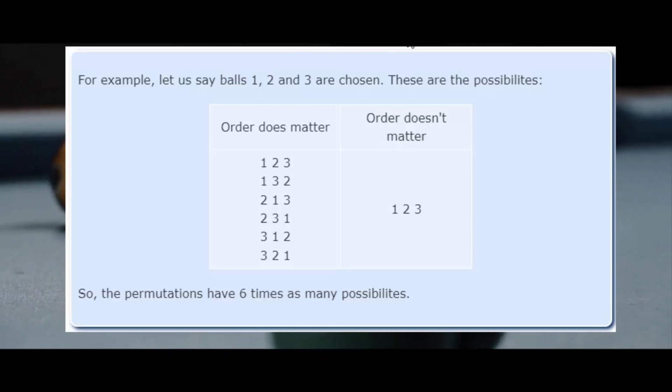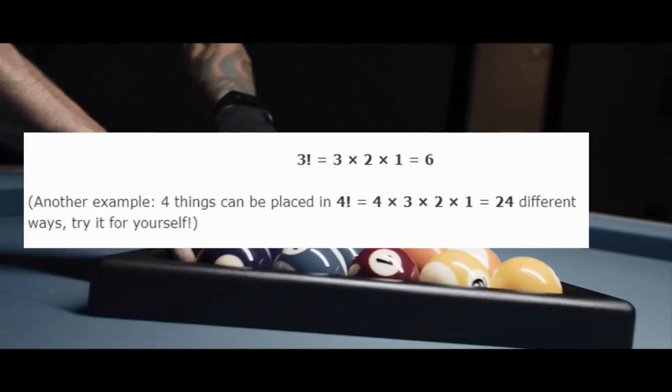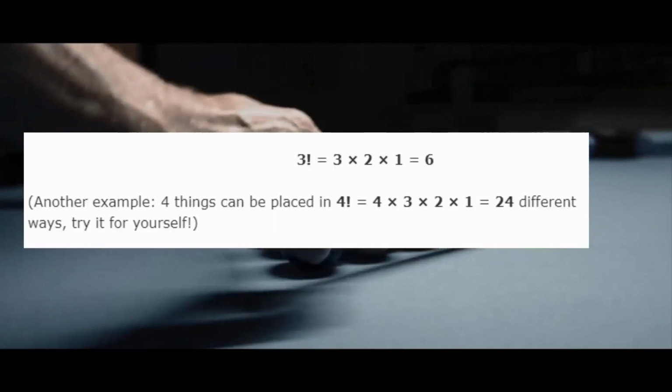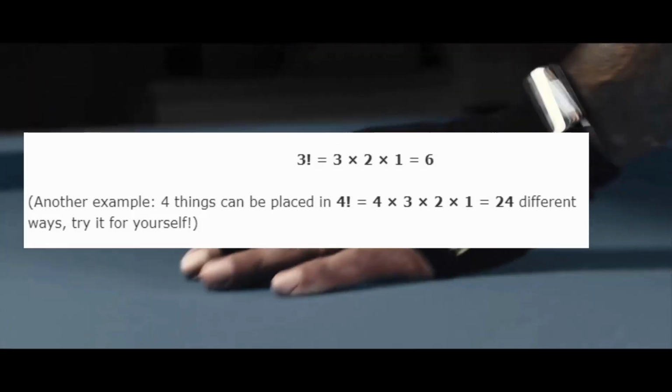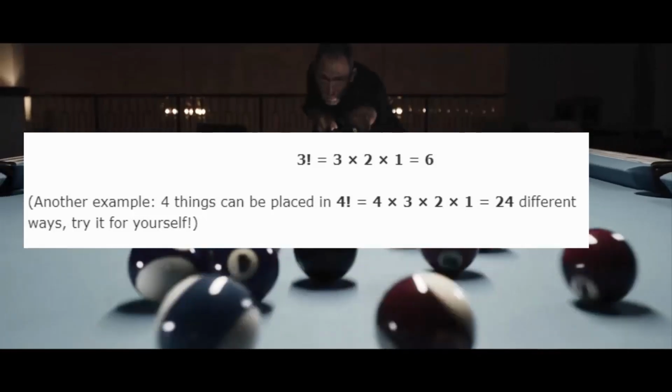Now, there's an easy way to work out how many ways 1, 2, and 3 could be placed in order. We talked about it in a permutation, where you'd have 3 factorial. So to go over the example, 3 factorial equals 3 times 2 times 1, which equals 6. So you have 6 different ways 1, 2, and 3 can be arranged when the order does matter.